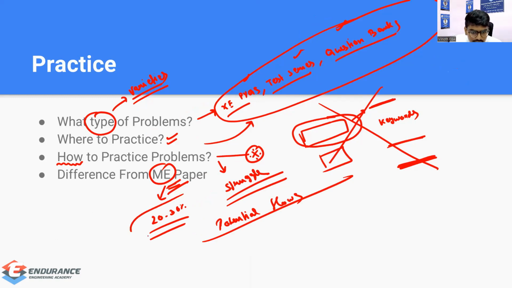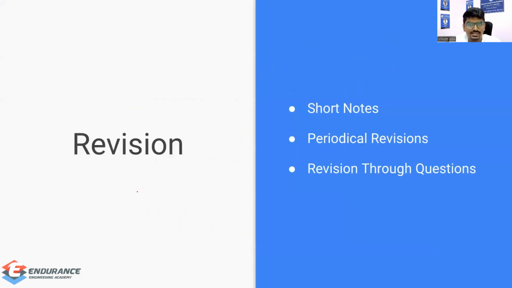So that 20 to 30% syllabus difference, and also the way in which they ask the problems will be different, and that you can understand by going through proper previous year questions of GATE XE and a proper test series and proper question bank. Just going through ME questions or an ME test series will not be sufficient for you guys. That is something which I wanted to highlight. So that is going to be different from ME. That is regarding practice.